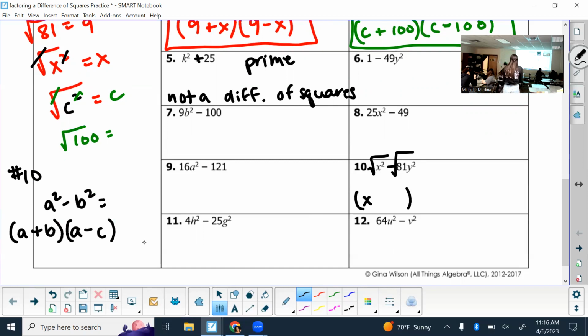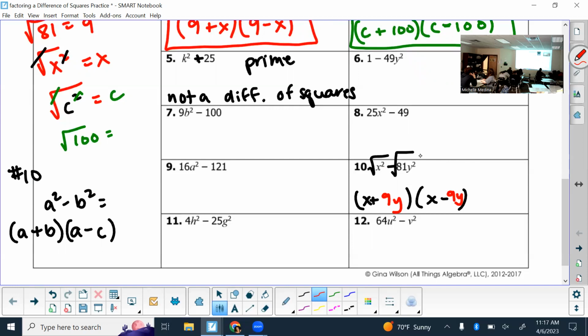Then you just write it in this format where A and B are the square roots. So then I'm just kind of constructing it right now. One of them's going to be plus, the other one's going to be minus. Now I just need the square root of 81y squared. So what's the square root of 81? 9. And what's the square root of y squared? This one. So 9y is the square root of 81y squared.